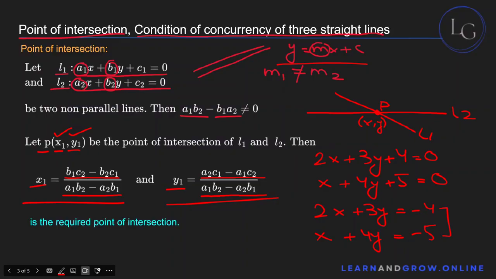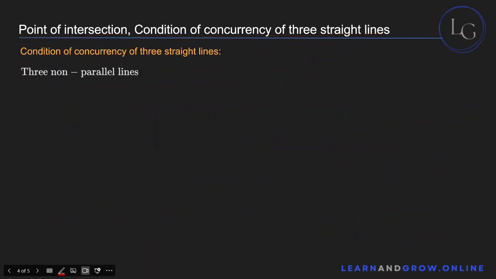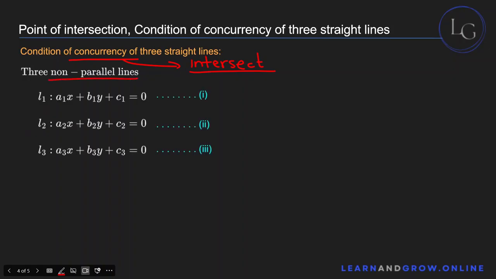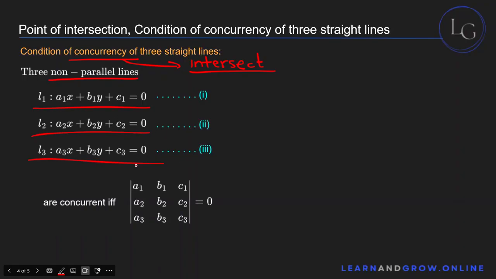So now let's see the condition of concurrency for three lines. Concurrency means that they intersect at a point. Okay, so there must be three non-parallel lines, and let's say that these are the three general equations of the three lines, and the way to confirm if they're concurrent is that the determinant of the coefficients of the lines must be equal to 0.